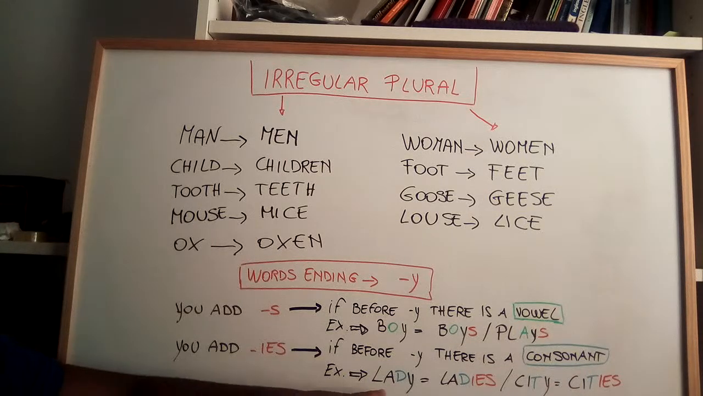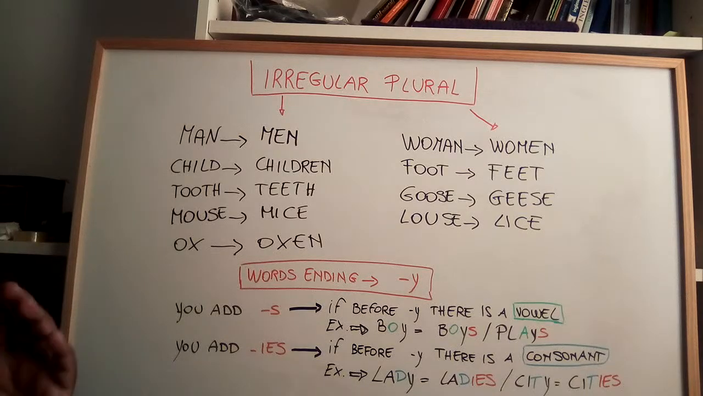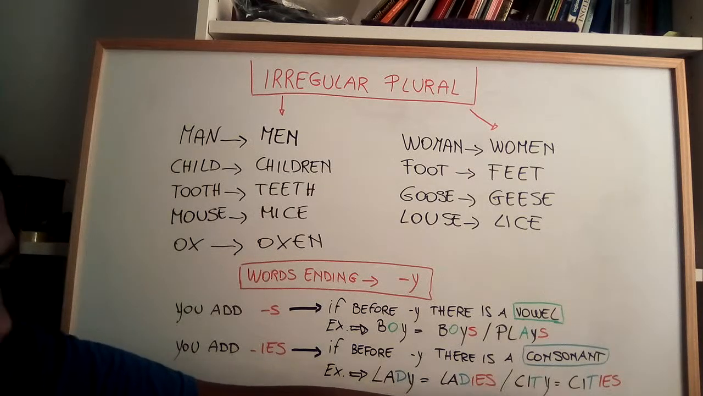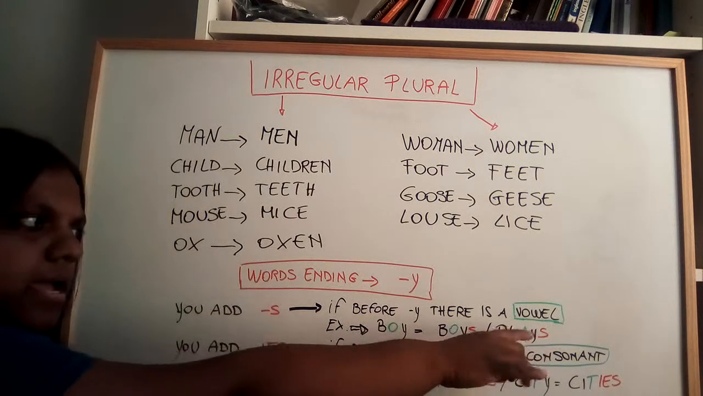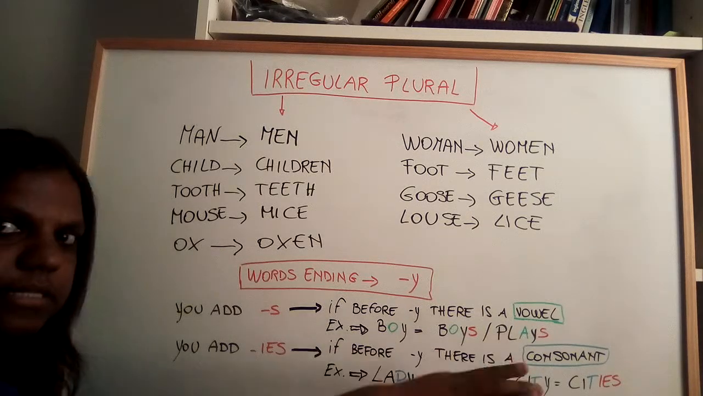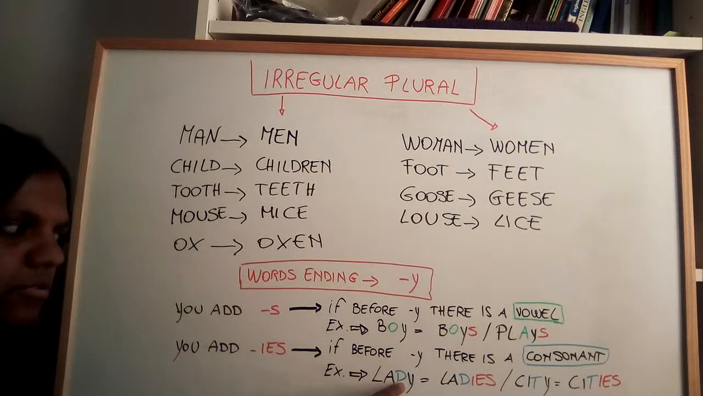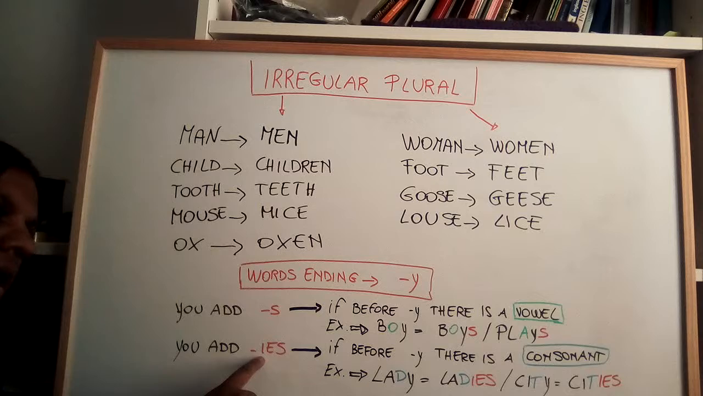Okay, example, lady, it becomes ladies, written ies. The same, city, cities. Okay, this is not difficult because if there is a vowel before the y, you add the s. If there is a consonant, you add ies.